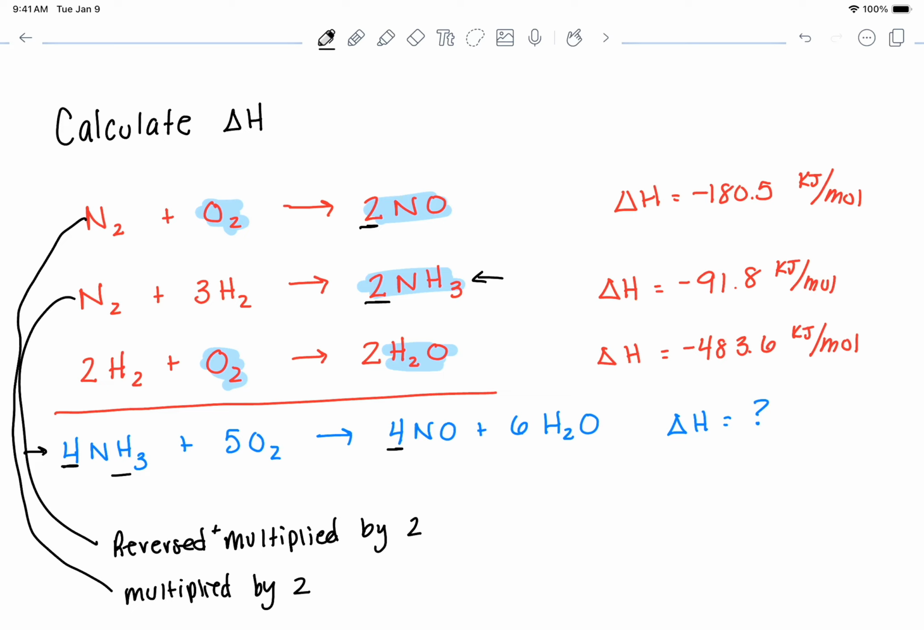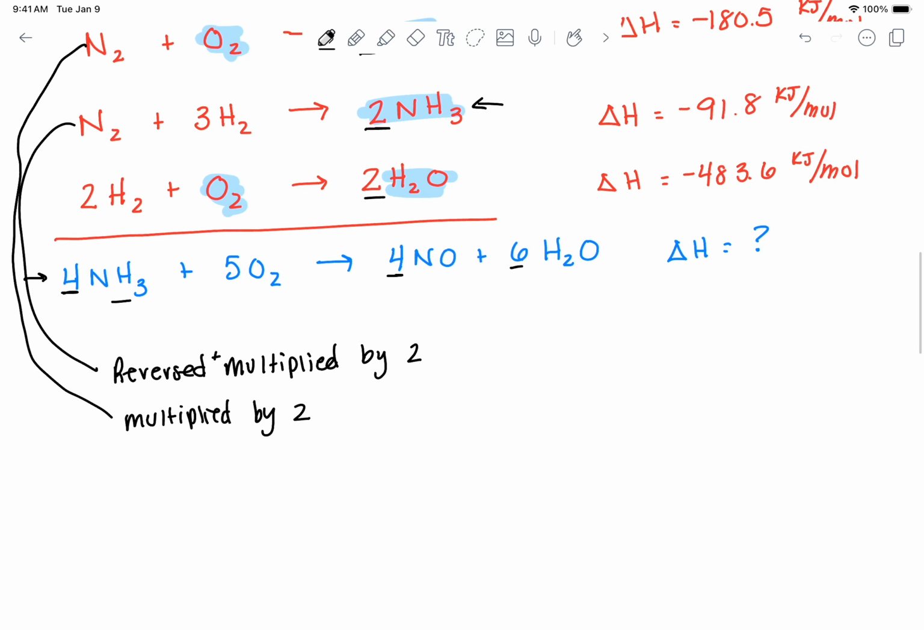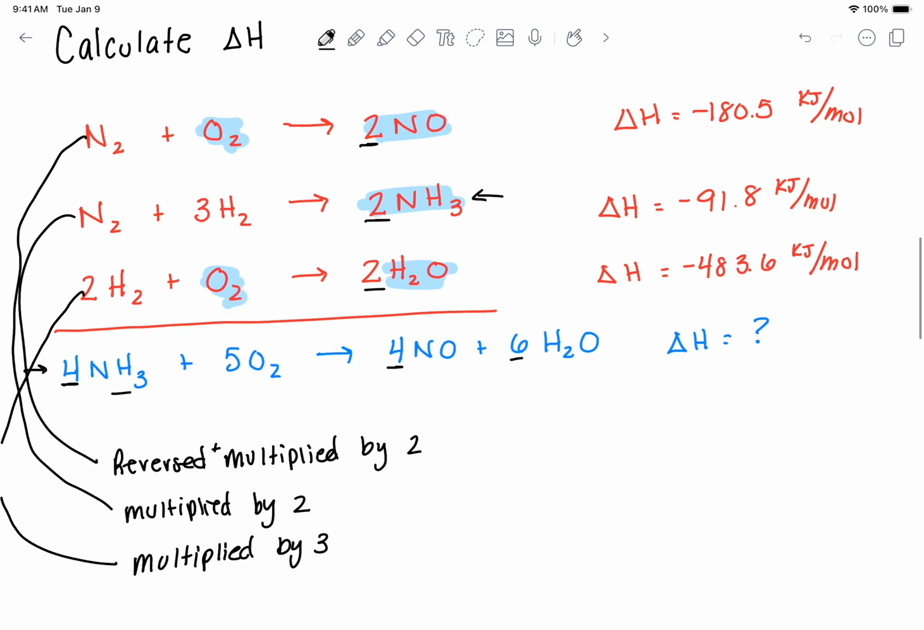But since NO2 is on the product side in both of those equations, we don't need to reverse it. Finally, we have 6 H2Os. Okay, so we have 6 here and 2 here, meaning our last equation is going to be multiplied by 3. Now, when we do all of these reversing and multiplication portions, we should hopefully see that we get to our 5 O2s when we do our full addition and start canceling out compounds, okay?